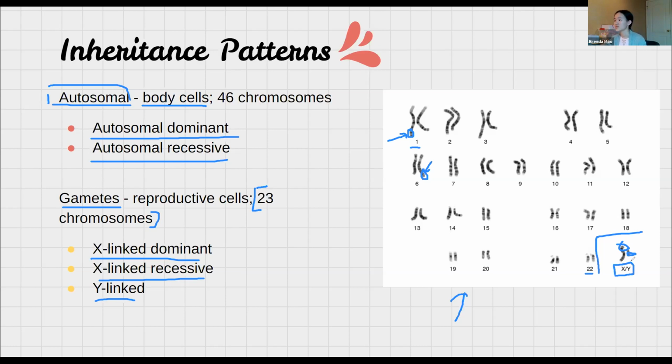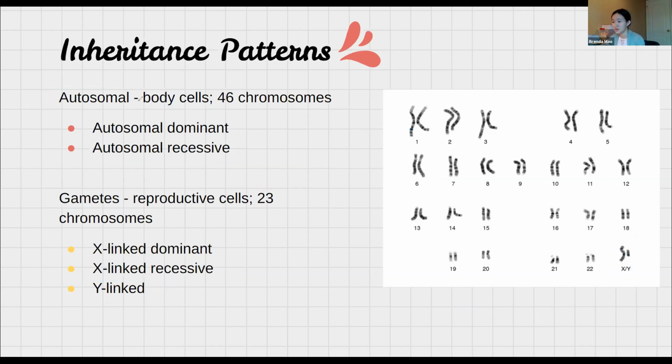Hopefully that made sense. I'll go into each of the inheritance patterns separately on the next however many slides there are. There's one. Okay, hopefully that makes sense. So again, autosomal cells are body cells, and if we say something is autosomal dominant or autosomal recessive, the trait will be on one of these 22 pairs of chromosomes, so one of the 44. And for something that is X-linked or Y-linked, we have a question. What are chromosomes? Oh, I'm going to explain that.